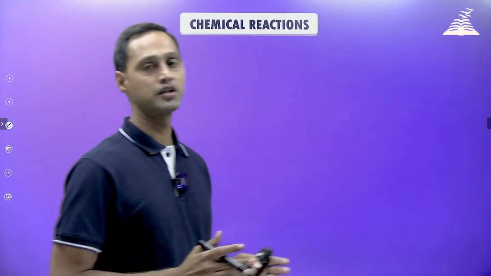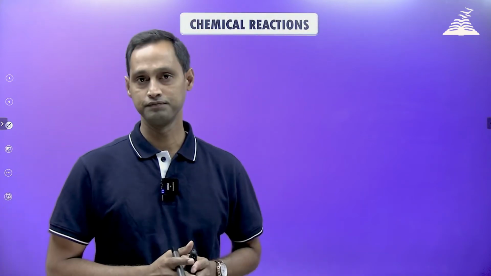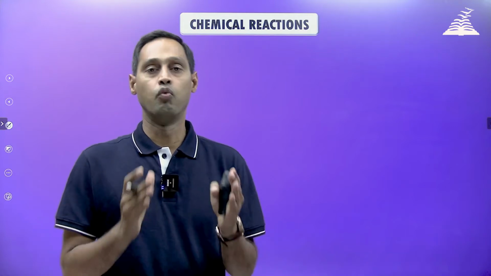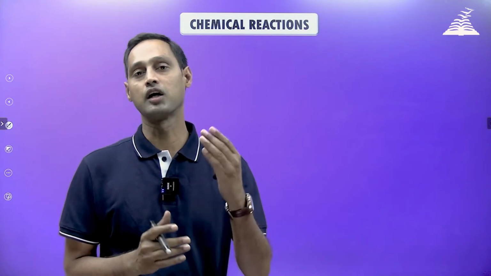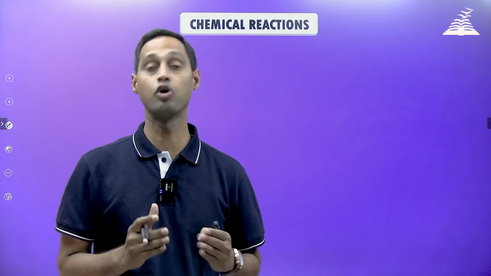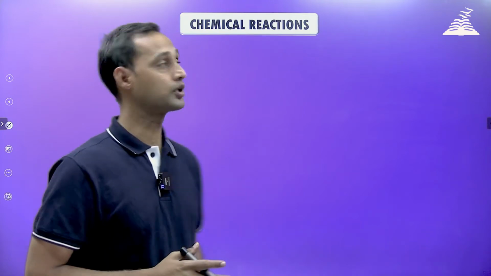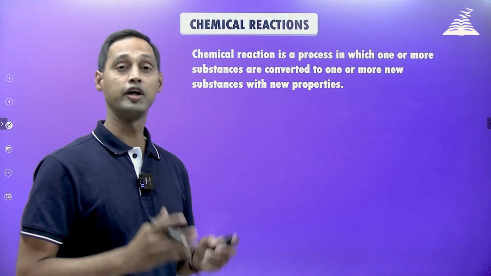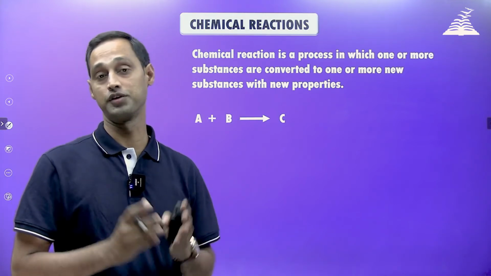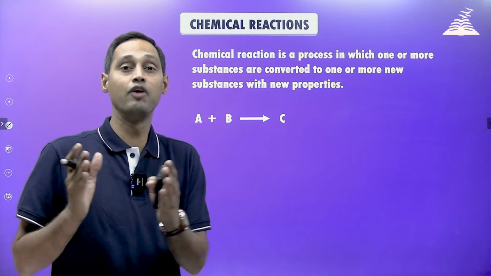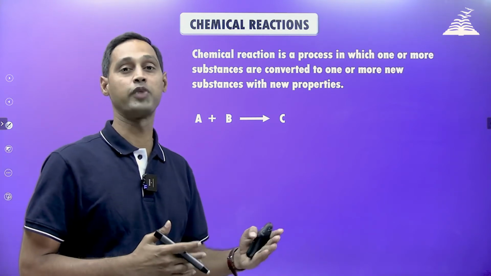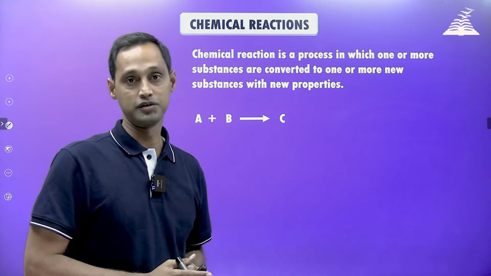So we'll now try to understand what is a chemical reaction, right? Chemical reaction is a process in which one or more substances get converted into one or more new substances. Here, new substances are formed always. In a chemical reaction, a new substance is always formed with new properties. Obviously, when it is a new substance, it is with a different composition. So obviously, we expect new properties, right?